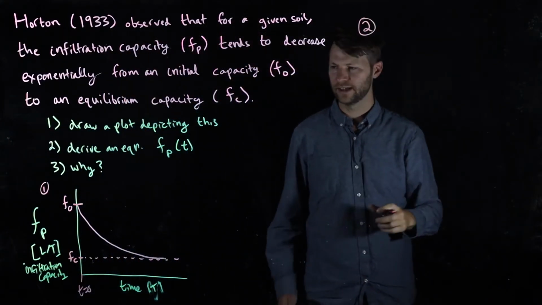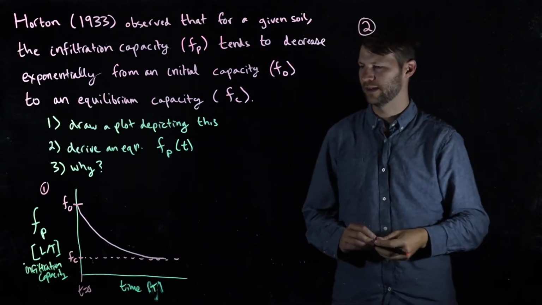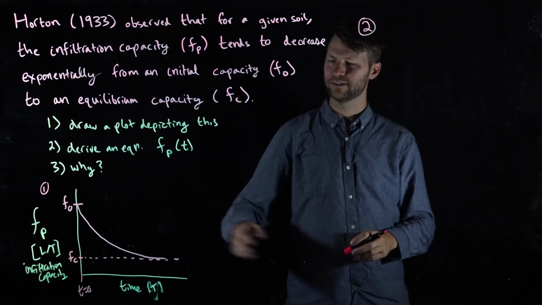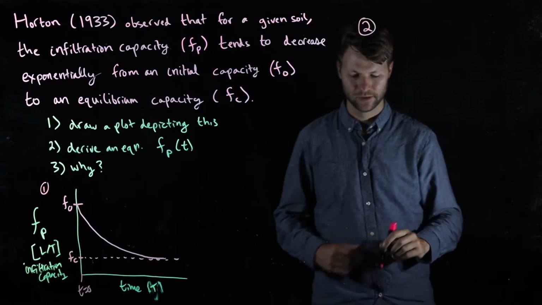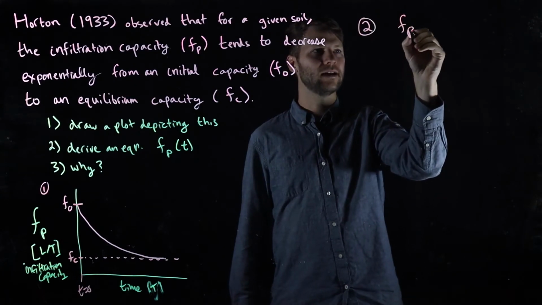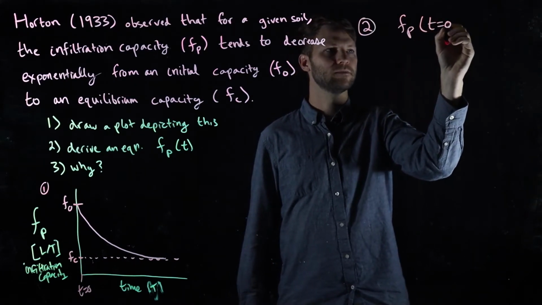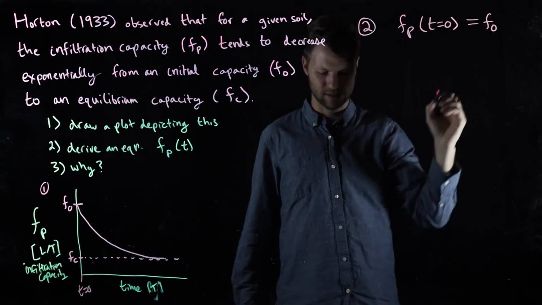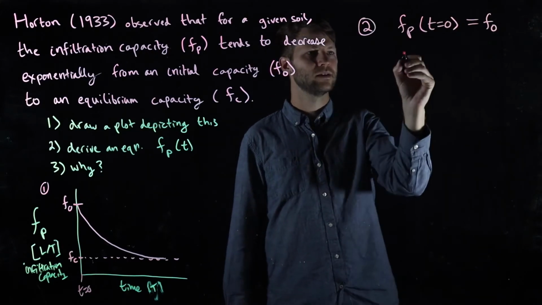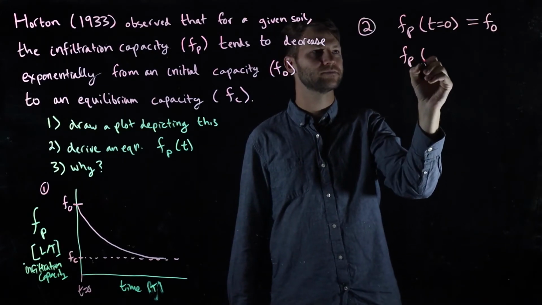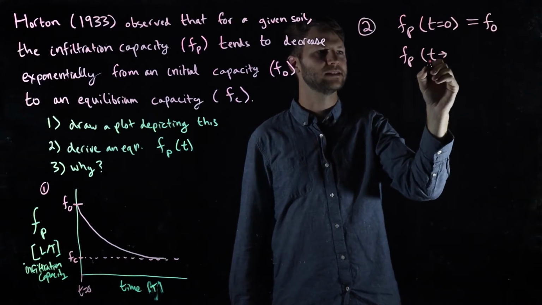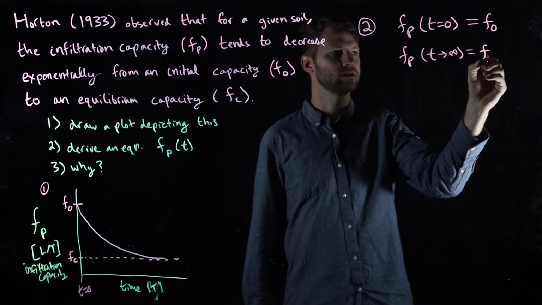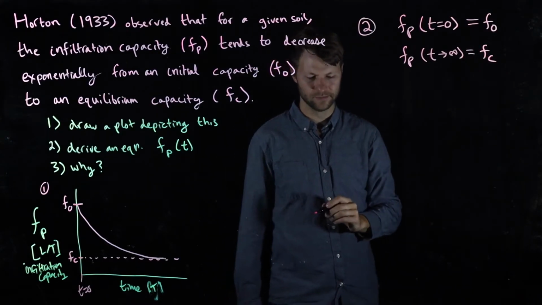Part 2, derive an equation. Let's review some of the things that we know about exponential functions and just talk about the way that this graph should behave in the limit. So I know that at time equals 0, this function F sub p had better be equal to F sub 0. I know that in the limit, as time goes to infinity, it had better reach the equilibrium capacity, F sub c.